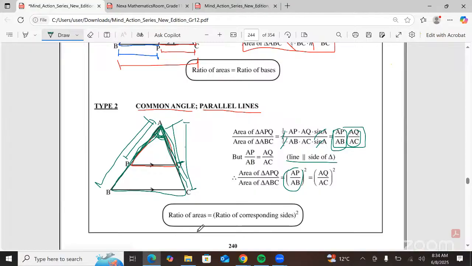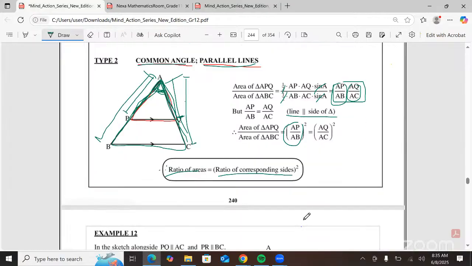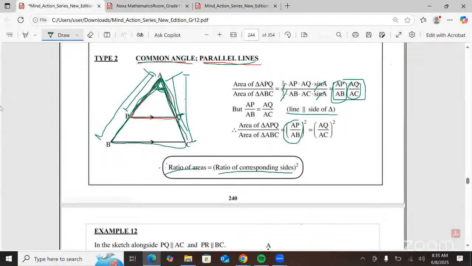Therefore, this concludes by saying the ratio of the areas in this case, whereby there is a common angle and parallel lines, is equal to the ratio of the corresponding sides. Then you square that ratio. Does this make sense, guys? Yes. Okay, thank you.